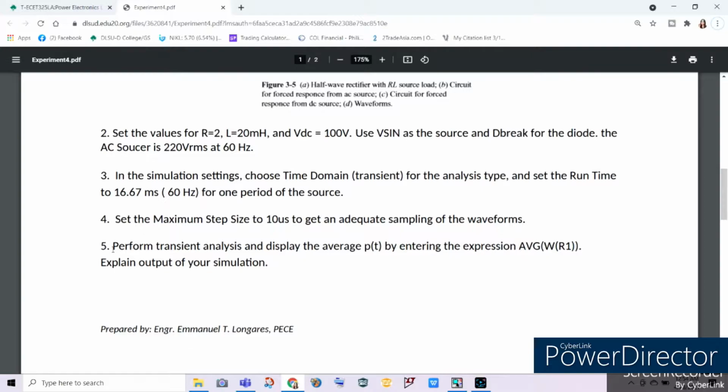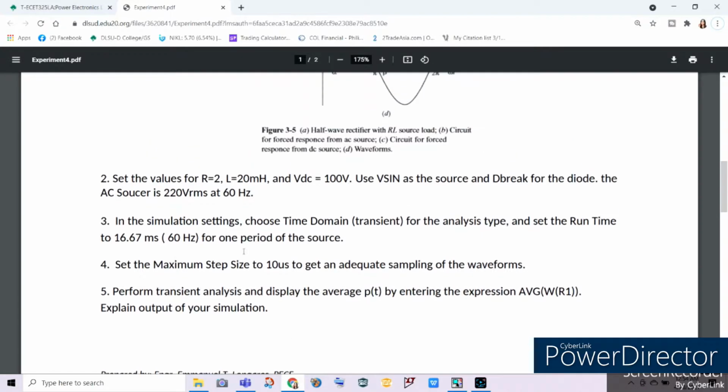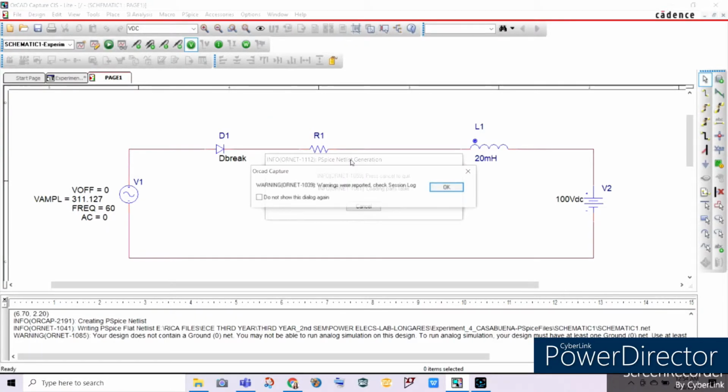In our step number 5, we will be performing transient analysis, and we will be displaying the average power by entering this expression in our Pspice. So let's go to our Pspice again and run our simulation here.